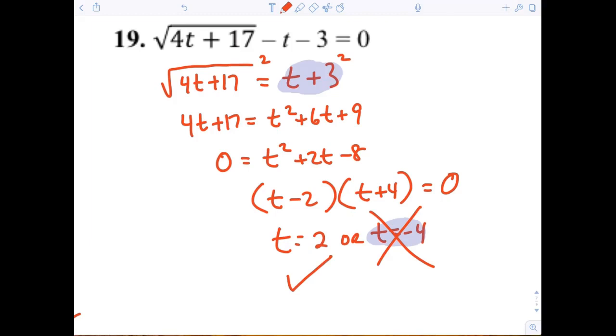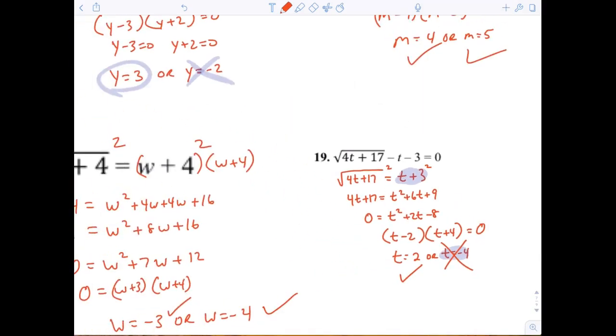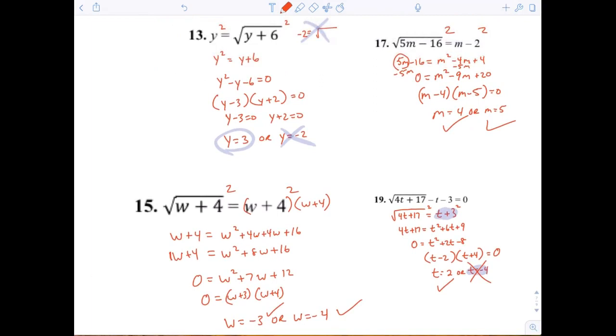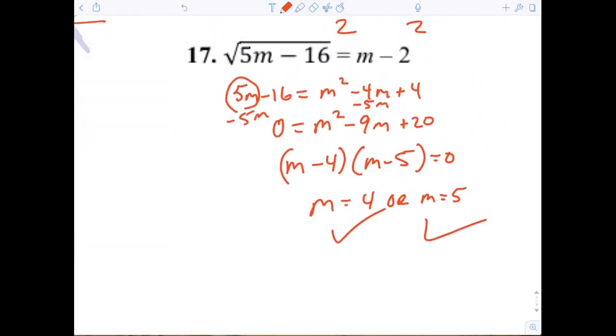Remember 17? What did it factor to? Oh, okay.